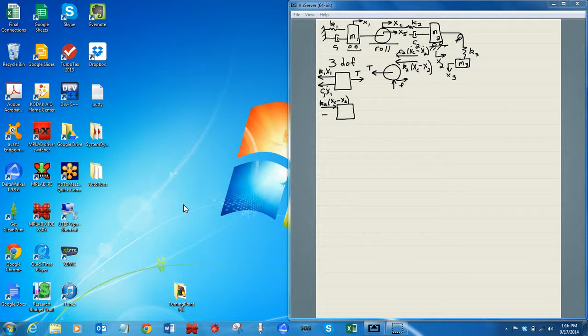And the damper, equal and opposite, is going to be C2 (Xc dot minus X2 dot). Then on the right hand side I have a spring, so I'll have a line. This is going to be K3 times the change in positions, X2 minus X3.